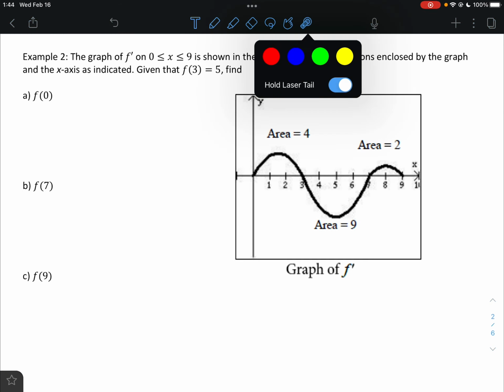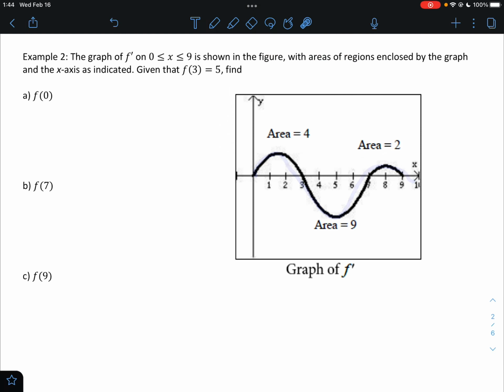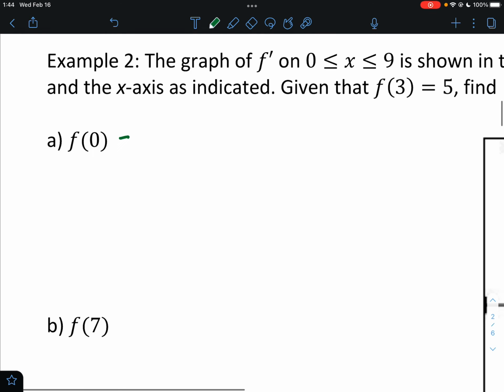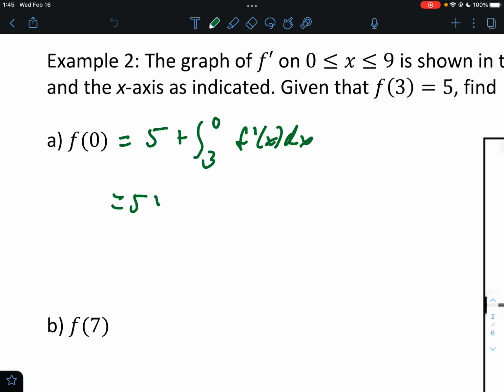The graph of f prime, once again, shown here on 0 to 9. Given that f of 3 is 5, find f of 0, f of 7, and f of 9. All right, so first of all, if f of 3 is 5, f of 0 would be 5 plus the integral from 3 to 0 of f prime of x dx. Now, we talked about this before. When we do problems like this involving a picture, we do want those bounds to be in numerical order. So let's switch them. And make sure you switch the positive to a negative out in front.